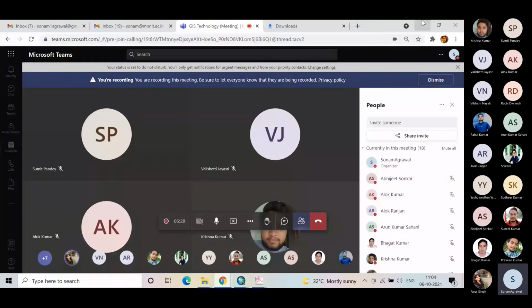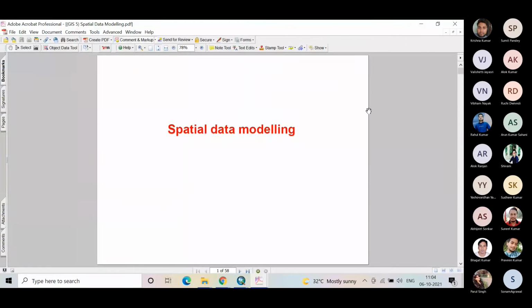So Abhijit, are you there? Abhijit, what is spatial referencing? Ma'am, referencing of latitudes and longitudes. Spatial referencing is latitude and longitude. Is it?